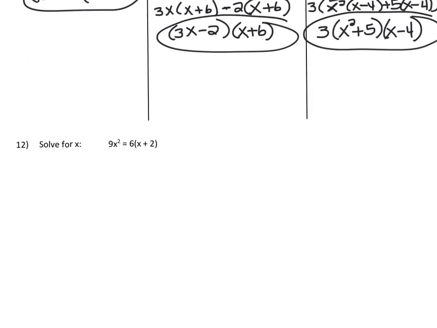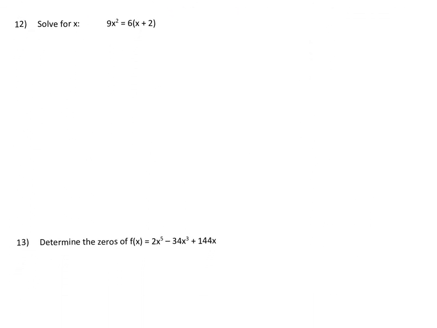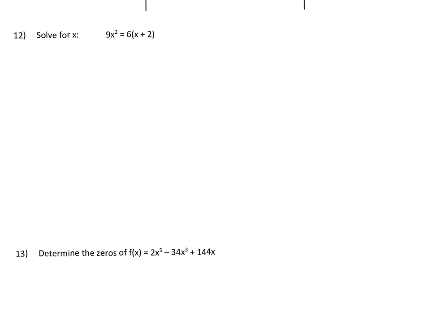Okay, so let's take a look at number 12. It says solve for x. All right, well, I think what I'm going to do first to start is distribute. So let me distribute the 6 into the parentheses. All right, so that leaves us with 9x squared equals, and then 6 times 2 is 12, so 6x plus 12.